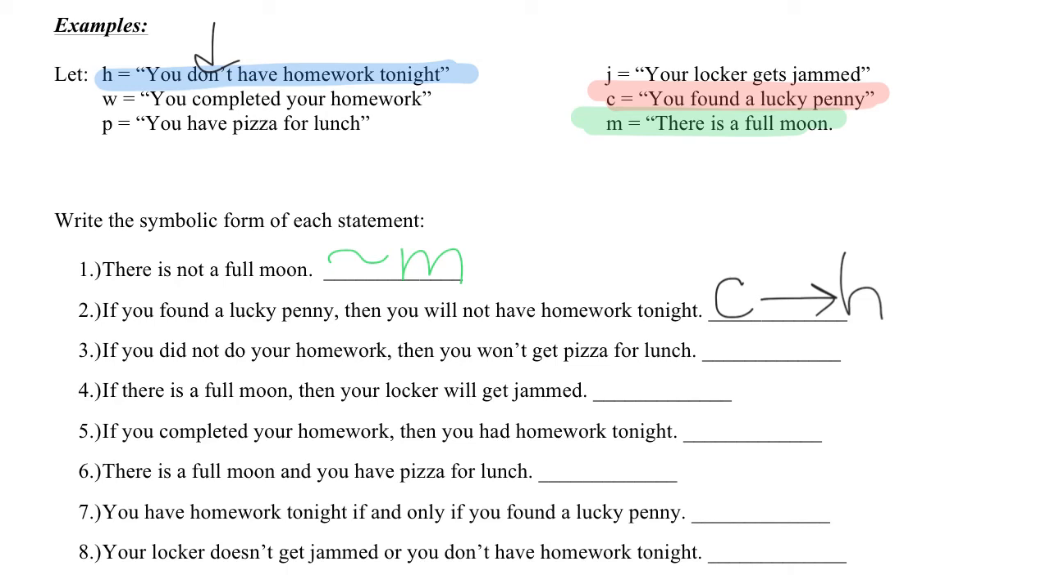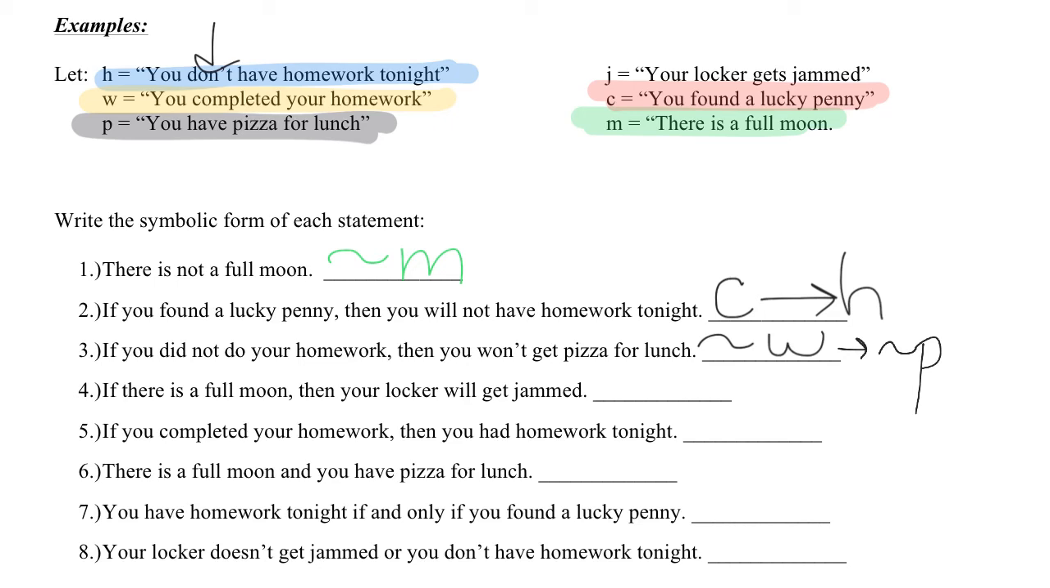All right, number 3. If you did not do your homework, so that would be like this. You completed your homework, but that'd be the opposite. If you did not do your homework, that's going to turn into not W. Then you won't get pizza for lunch. Well, let's see. This one says that you will have pizza for lunch. So since you're not going to have pizza for lunch, now we have to do not P.